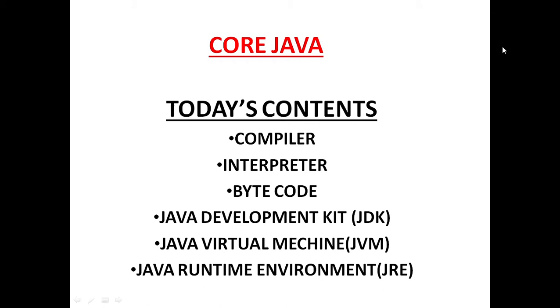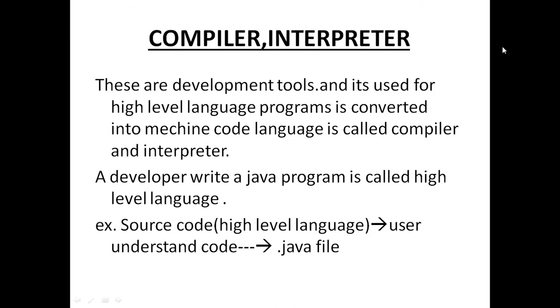Today I will discuss Core Java tutorial 2, and today's content is: number 1, compiler and interpreter; bytecode; Java Development Kit; Java Virtual Machine; and Java Runtime Environment. I will show the topics one by one. Number 1: compiler and interpreter.